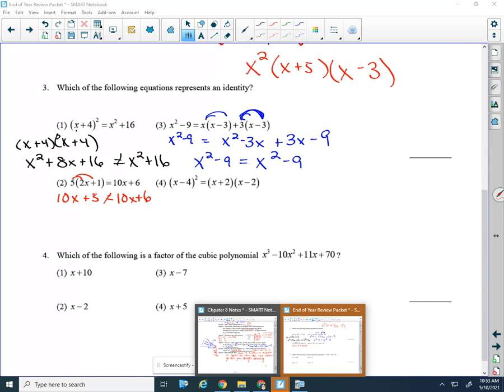And just for good measure, I'll do this problem. x minus 4 times x minus 4. So this gives you x squared minus 8x plus 16. And then over here on the other side of your equation, you end up with x squared plus 0x minus 4. So those aren't equal. That is your identity.